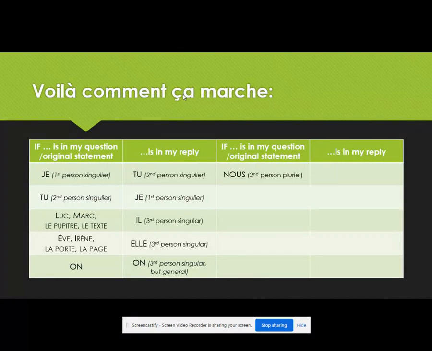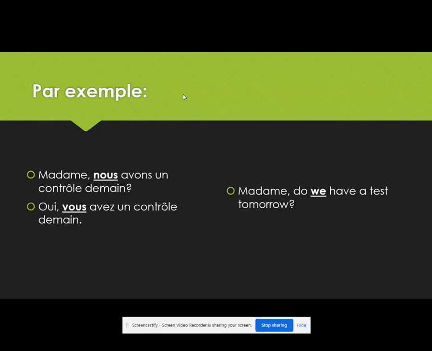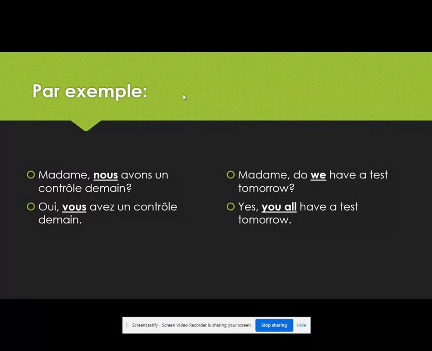So now on the plural side of our chart, I'm just going to add one more person, but everything works pretty much the same. So if nous is in our original question, which is the equivalent of someone and moi or je, then vous, the plural of someone and toi, tu, would be in my reply. So nous avons un contrôle demain. Do we have a test tomorrow? Oui, vous avez un contrôle demain. Yes, you all have a test tomorrow.